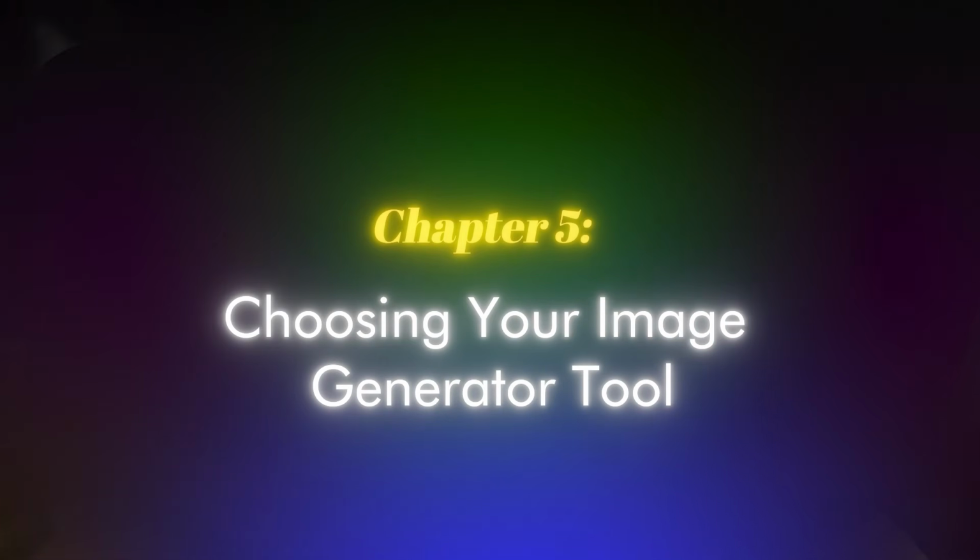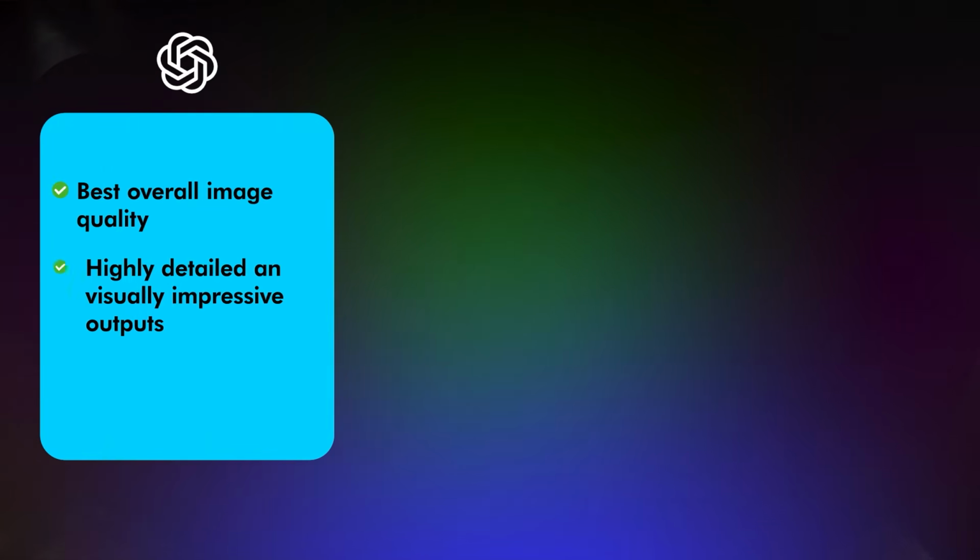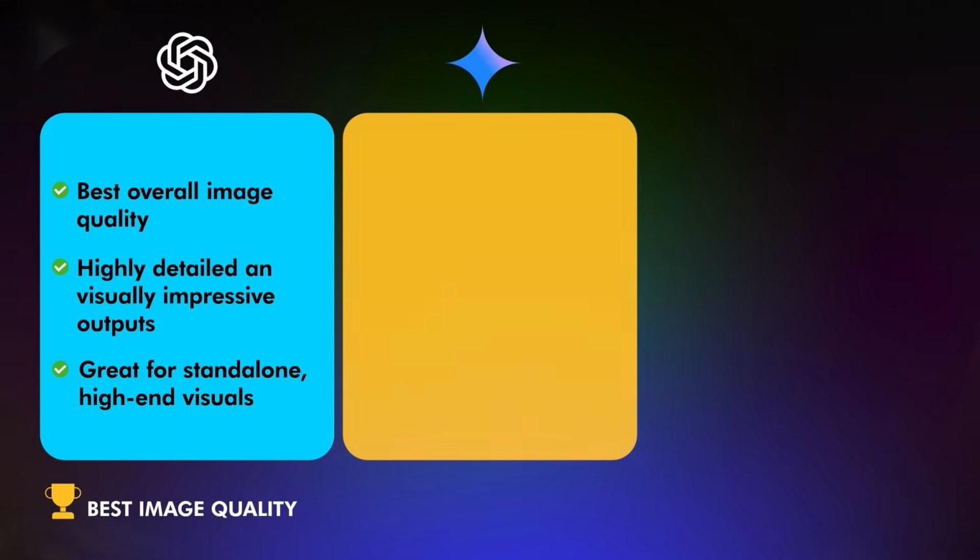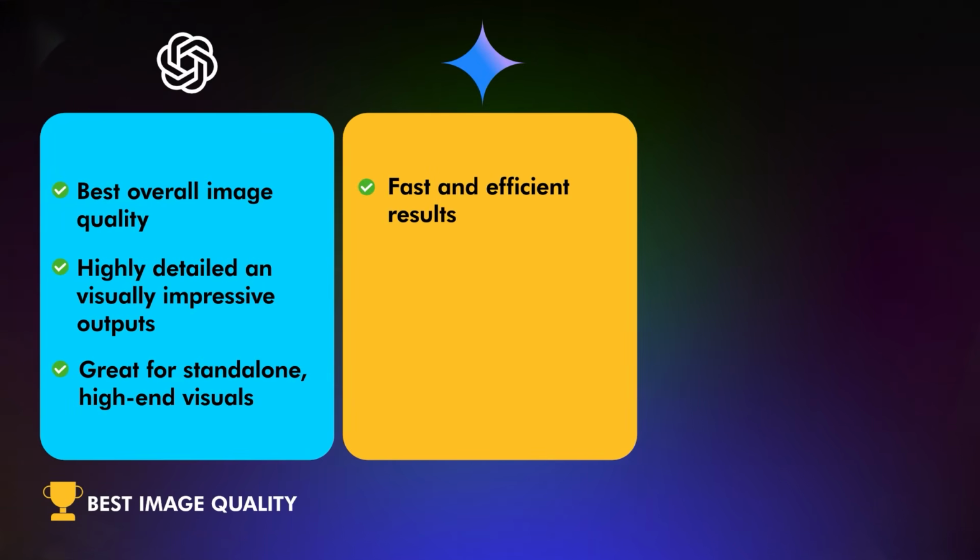Now let's talk about Chapter 5, choosing your image generator tool. All right, so let me give you the honest breakdown of all 3 tools because they're all good, but they're good at different things. ChatGPT Images 2.0 is legit impressive. I'm not gonna downplay it. The image quality is probably the best out of all 3. Google Flow with Nano Banana Pro is also solid. Fast, clean results in one prompt and really gets the job done.